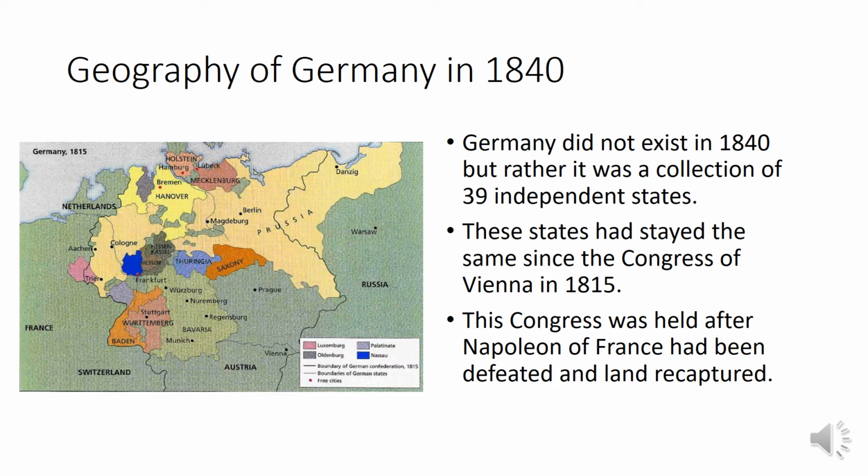The Congress of Vienna was held to decide how that land should be split up, and to draw the new boundaries of each of the states. These states had existed beforehand, but some boundaries moved, and some land changed hands. So when we're talking about 1840 as Germany, what we need to consider is that it was not one country. It was made up of 39 independent states.